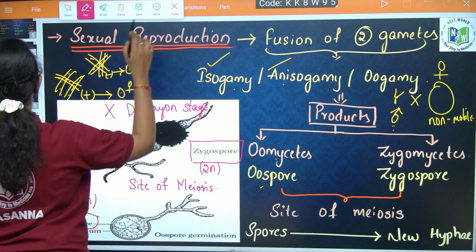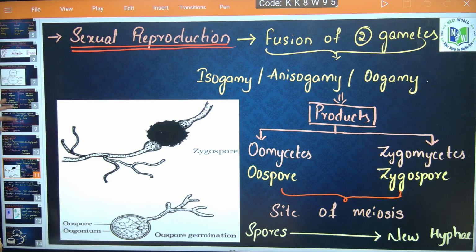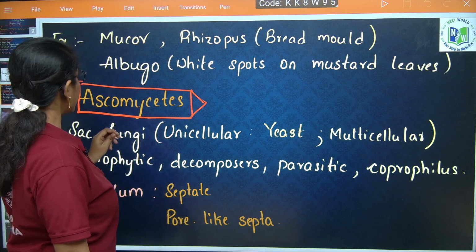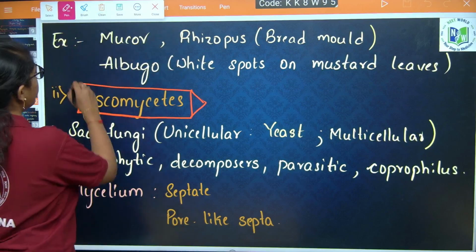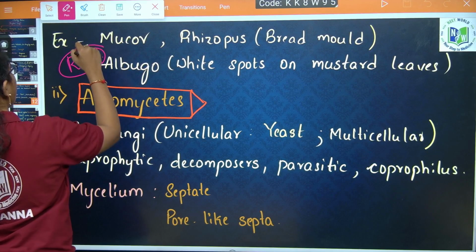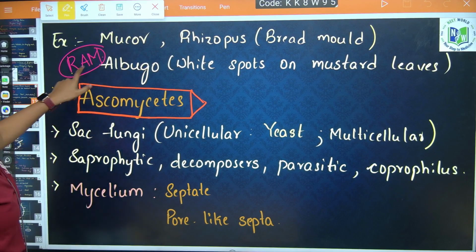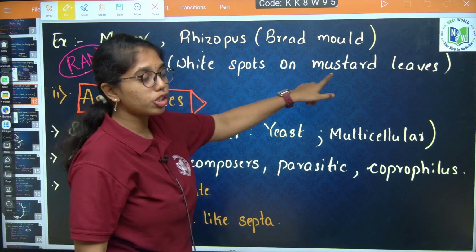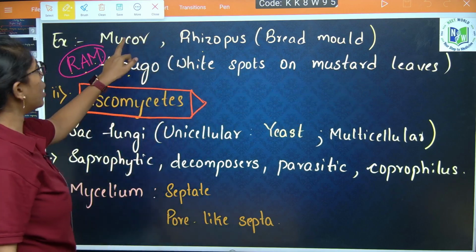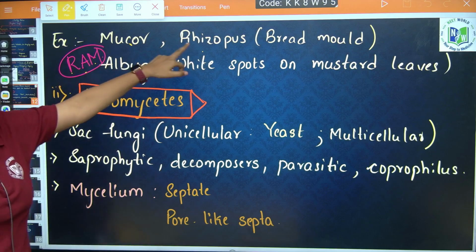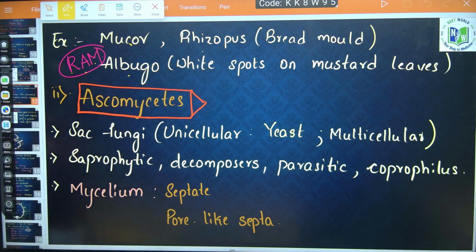Next, let us look at the examples of Phycomycetes. To remember them easily, I will give you a small mnemonic, RAM. R for Rhizopus, which is bread mould, A for Albugo, white spots on mustard leaves, and M for Mucor. If you remember this one word, you can remember the examples of Phycomycetes.